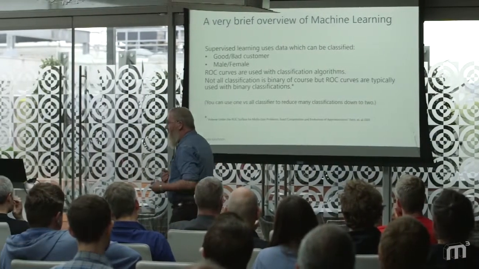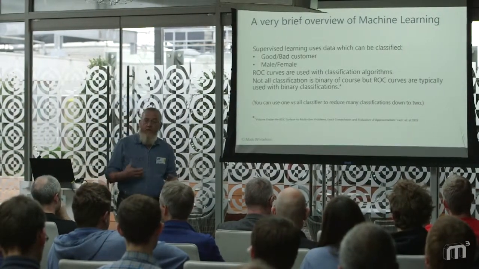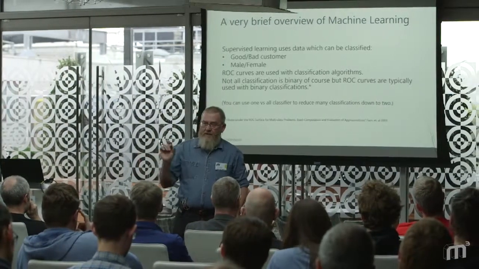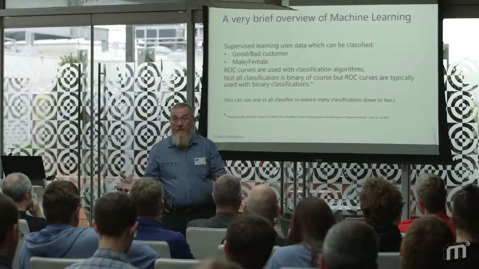But you still haven't told us what it is, but at least we're interested in that. Supervised learning is where you have data that can be classified, where we're interested in classifying it. So we want to say, okay, we've got all this data about customers. These are good customers and these are bad customers. These customers are male and female.